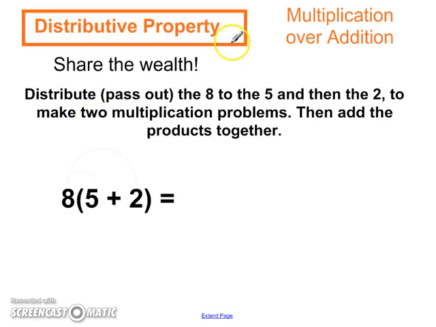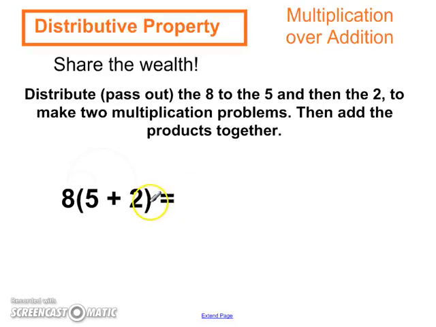We then get to the distributive property, and this is multiplication over addition. Here's what, in the first case, you might ask the question, well, why do I need to know this? What is it going to be useful for? The distributive property is more useful when it comes to mental mathematics and when you have variables involved.